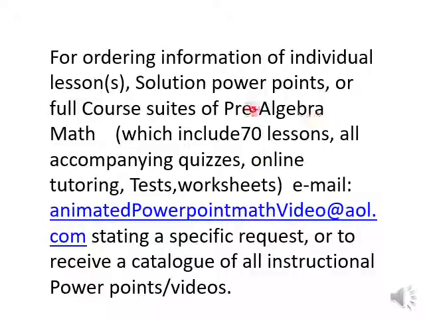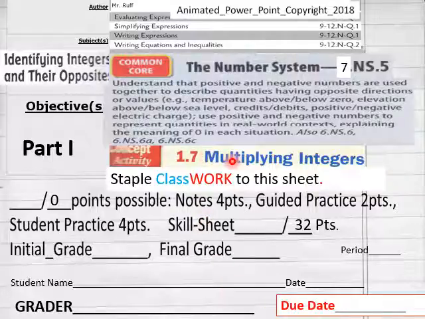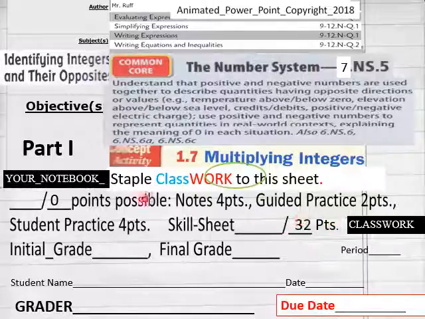Hello everybody, getting ready to do lesson 1.7 of pre-algebra math, multiplying integers. We got a 32-point skill sheet today and we have 0 points of note-taking.